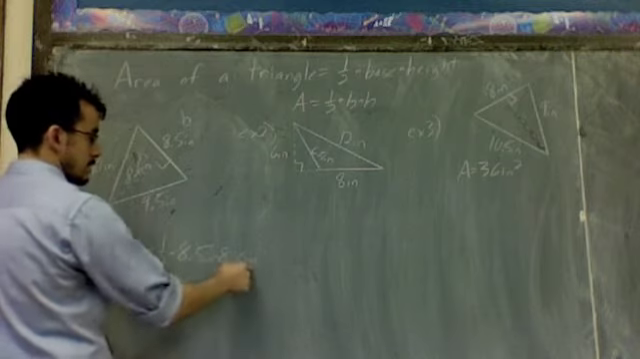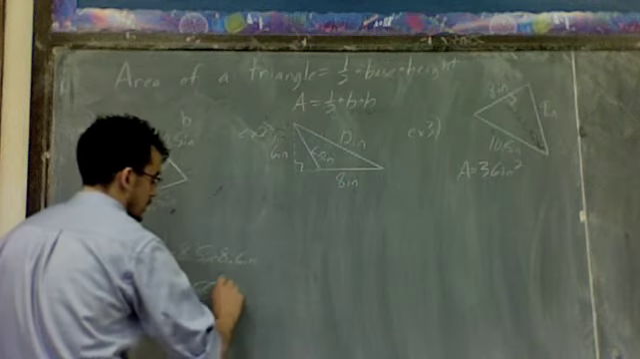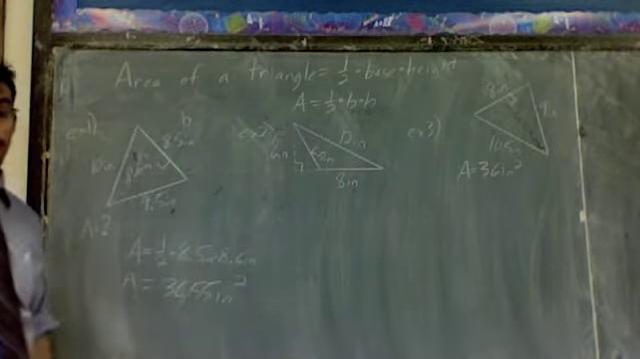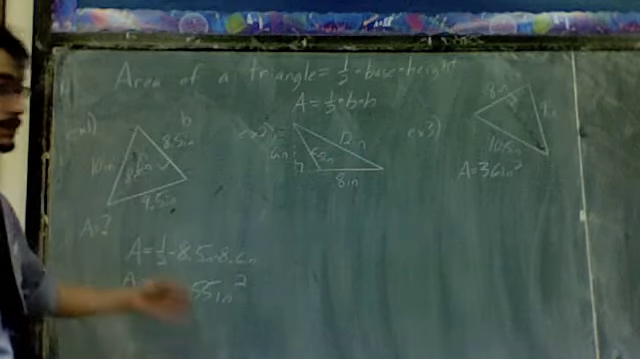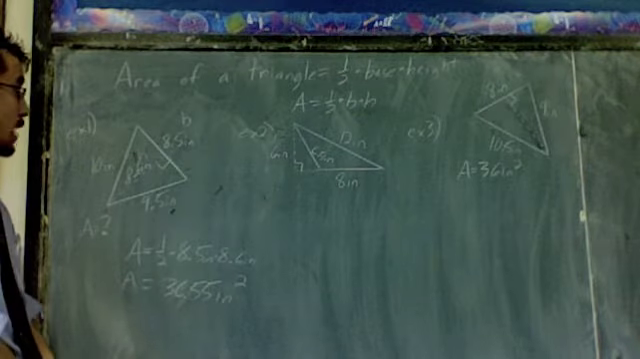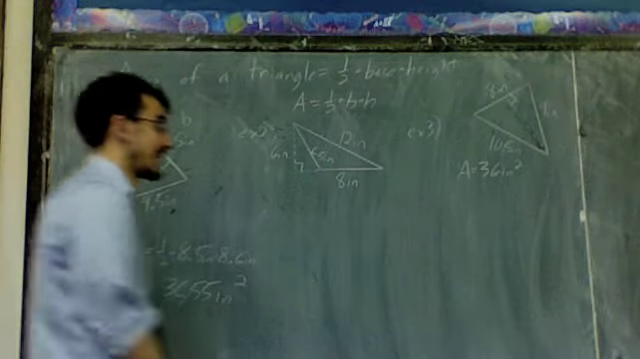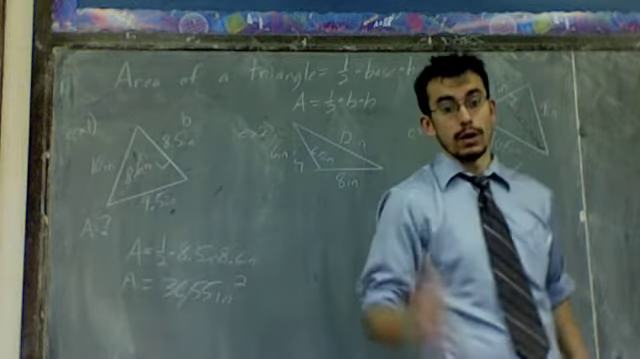Since it was inches times inches and this is area, we know the unit should be not inches but inches squared. Okay? And that is how a triangle problem is done when you have the base and the height and you want to find the area. We'll look at one more.